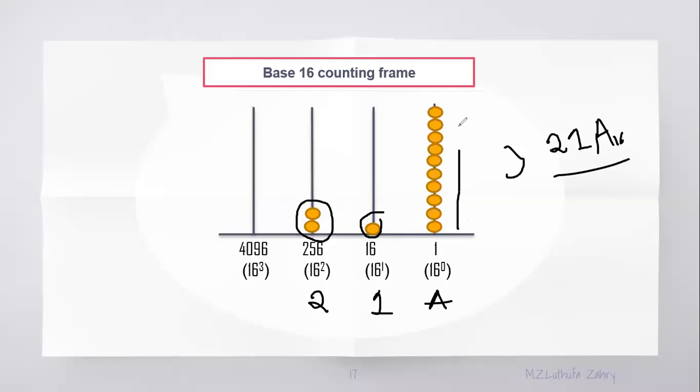And why did I put 10 here? Why did I insert 10 here? Because A is equal to 10. Yes, A is equal to 10. So that is what 10 is here, because this place value will give you a decimal value. So there will be 10 ones here.